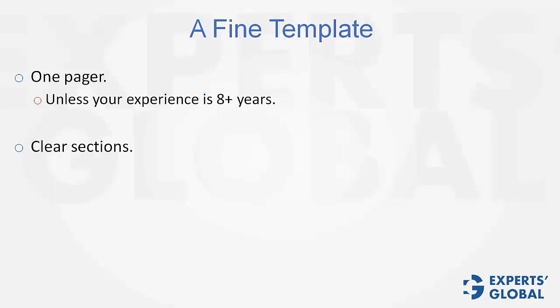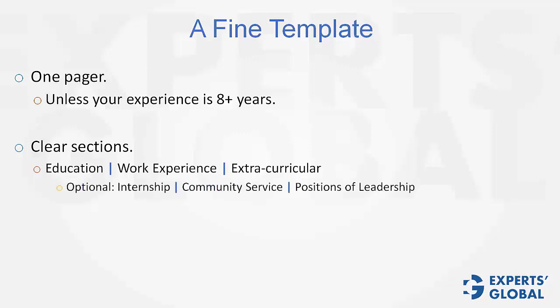Have clear sections: education, work experience, extracurricular. You may word them differently, but these 3 sections are sort of a must. Some optional sections can be internship, community service, positions of leadership. The education section should cover around 15% of the resume. Work experience is where the lion's share lies, 60%, and the rest can be around 25%.